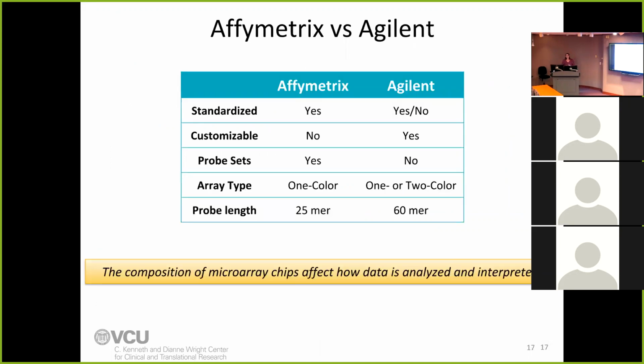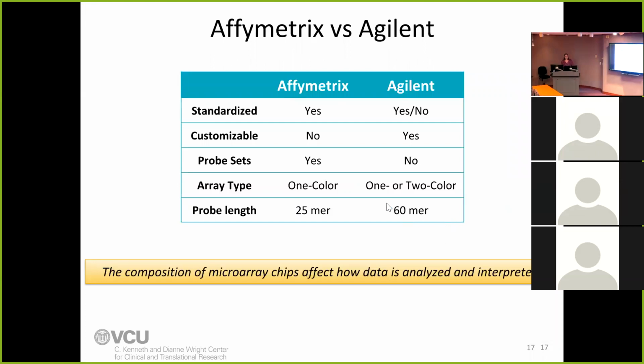So Affymetrix versus Agilent, again, it depends on what questions you're asking. Affymetrix is more standardized. There are a lot of Affymetrix experiments out there. But if you're looking for a specific set of genes for the question you're asking, then you might want to go with Agilent if there's no array out there that targets that set of genes. So Affymetrix is not customizable, Agilent is. Affymetrix has the probe set, so again, one value is summarized by multiple measurements from the same probe. And Agilent just has 1 probe per gene.